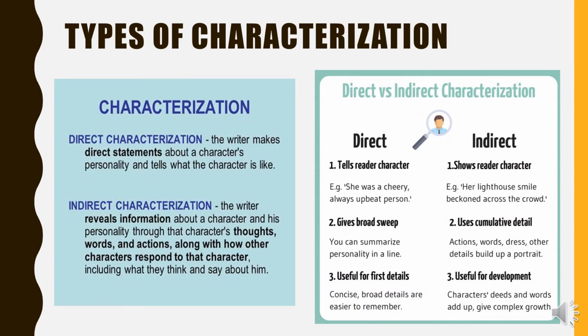Here is a list of differences between the two types. In the direct, you are directly told about the character. You can summarize his personality in a line, and the details are easier to remember. While in the indirect, the writer shows you about the character through actions, words, details, and it's more complex.